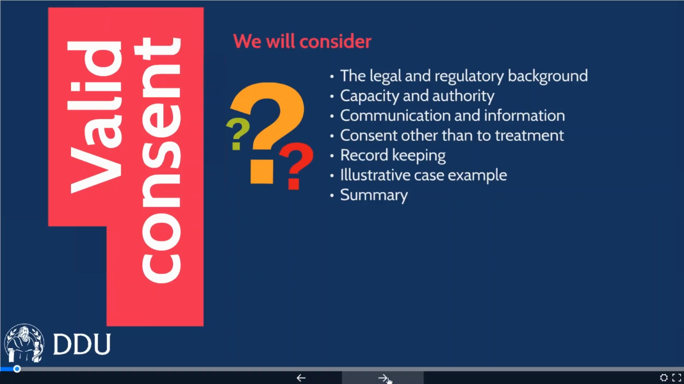And we'll look at patient capacity, patient authority to consent, how we communicate and what information we need to give, other aspects of consent not directly related to treatment. Record keeping will be interspersed throughout, and we're going to consider an illustrative case example, and finally wrap things up with a summary.